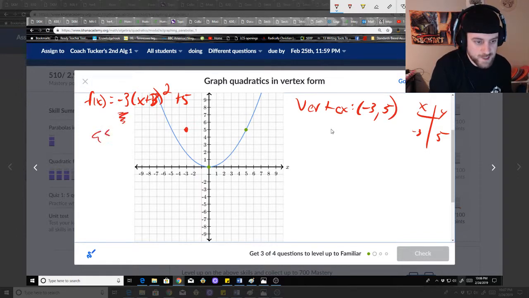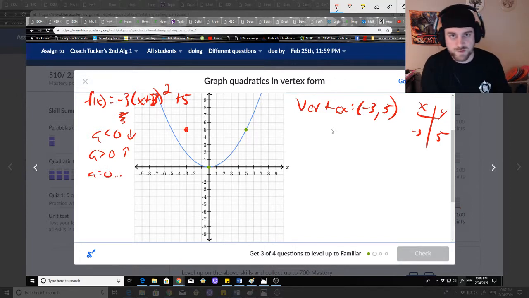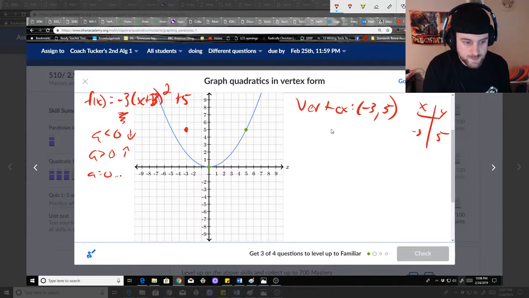If A is less than 0, it opens downward. If A is greater than 0, it opens upward. If A is equal to 0, see if you can figure out what happens if A is 0. I'm not going to tell you. I'll tell you in another video later, okay? See if you can figure out why.